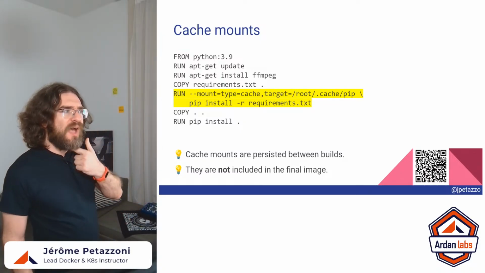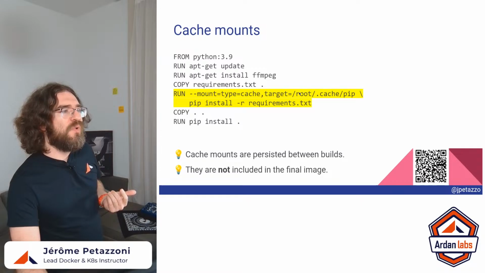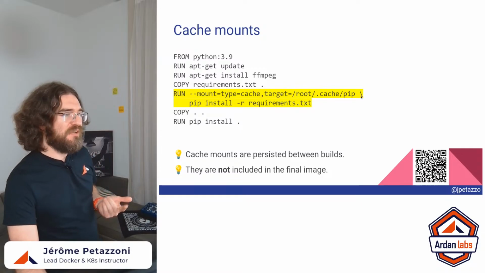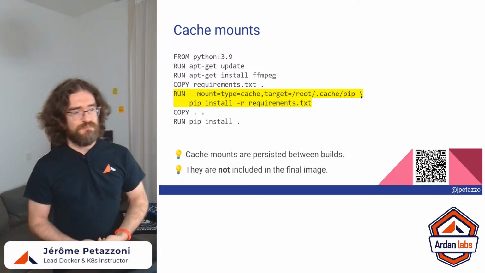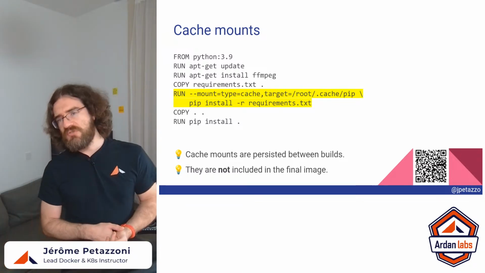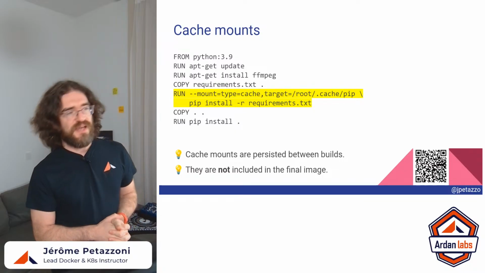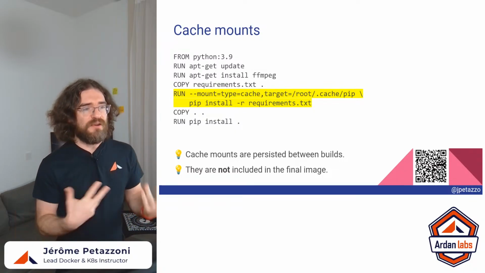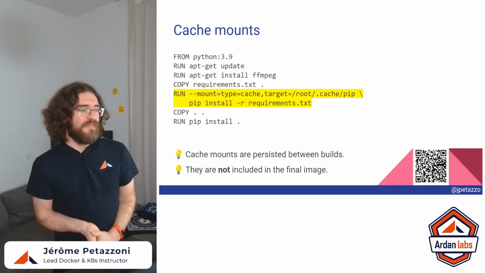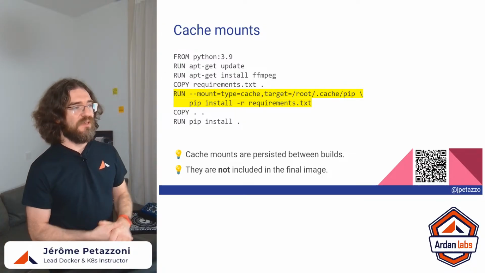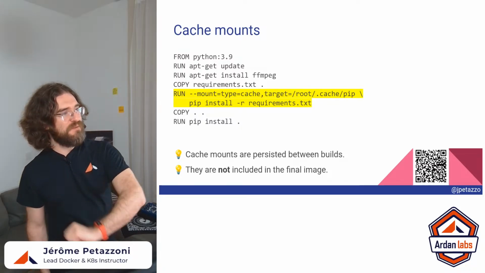You might wonder, how am I supposed to know which directory to put here? How did you find out that you had to put /root/.cache/pip? So there are multiple ways to do that. In that particular case, I happen to work regularly with pip, and I know that it's putting the download cache in home .cache pip.